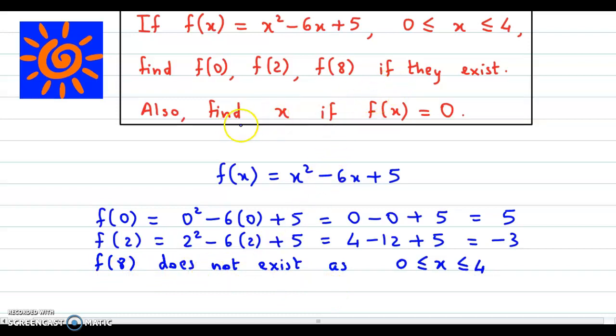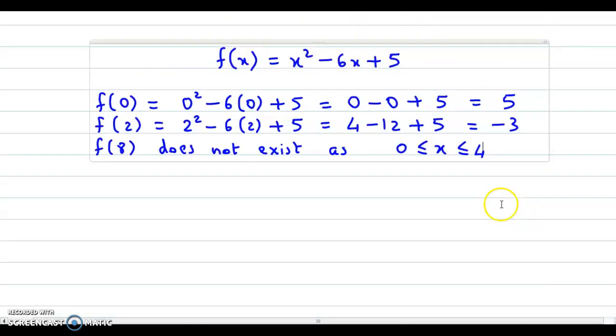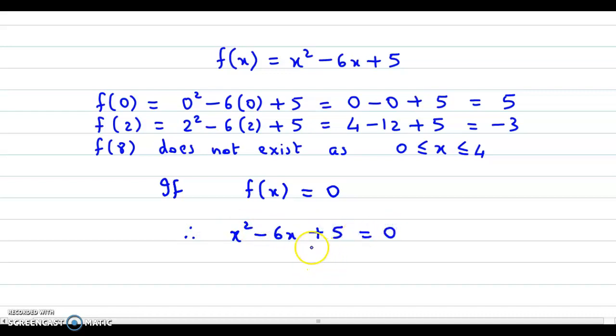And next they have asked, find x if f of x is 0. So if we equate f of x with 0, we need to find the value for x. So if we consider f of x is 0, therefore we obtain x square minus 6x plus 5 is equal to 0. Now we factorize this quadratic equation by splitting the middle term. So 5 could be factorized as minus 5 into minus 1. So we have x square minus 5x minus x plus 5 is equal to 0.